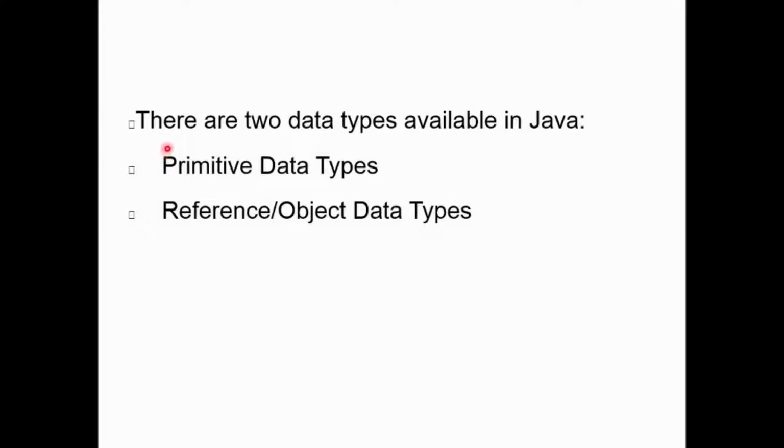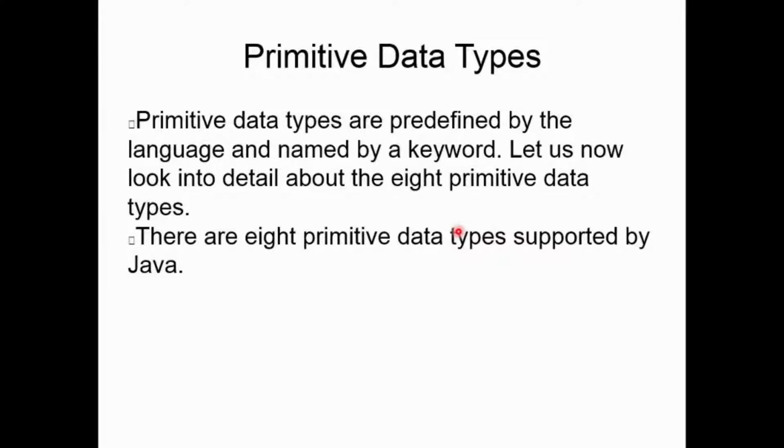There are two types of data types available in Java. First is primitive data type and the second one is reference data type. Primitive data types are predefined by the language and named by a keyword. Let us now look into detail about the 8 primitive data types.